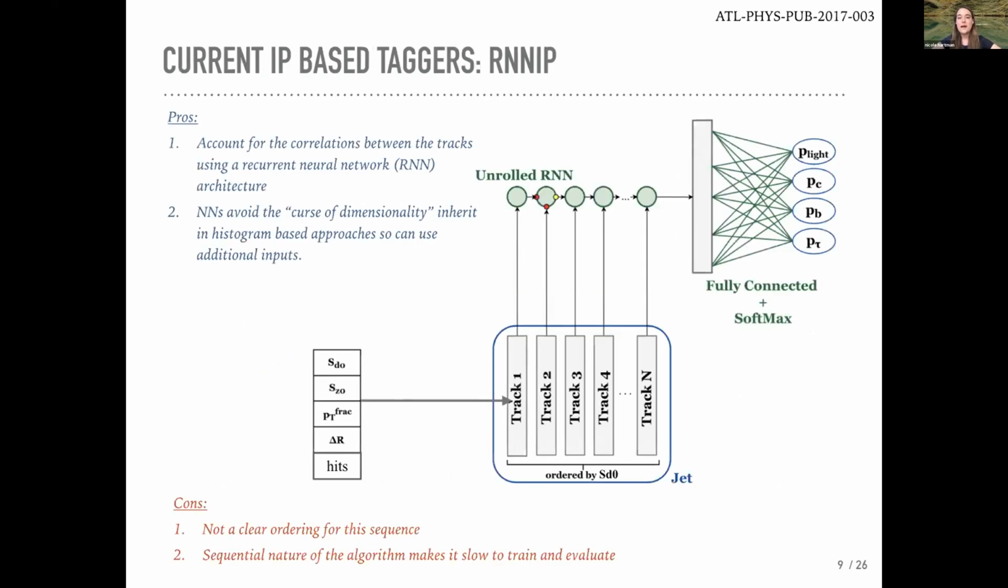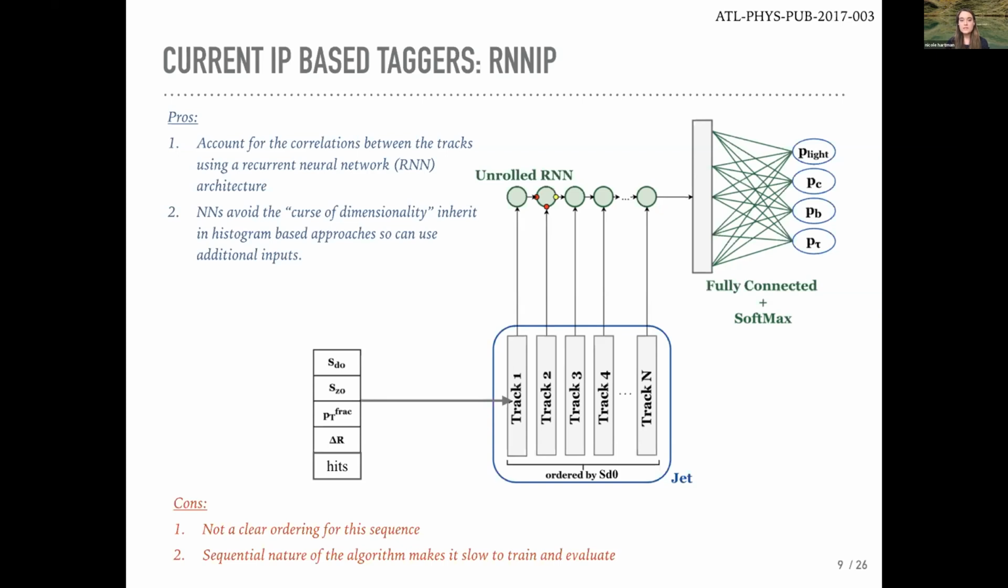So the algorithm that we have currently adopted to combat this is RNNIP. It takes into account the correlations between the tracks by using a recurrent neural network architecture. What this means is for each track in the jet, you process it with a neural network that keeps track of a fixed dimensional hidden state while iterating through the tracks in the sequence before going to a classification decision. And in addition to taking care of the correlations, it also avoids the curse of dimensionality inherent in histogram-based approaches.